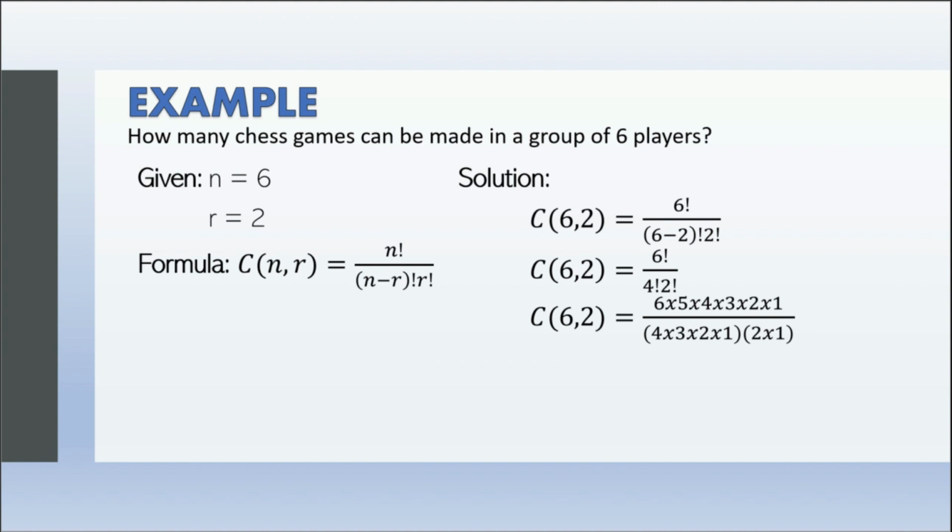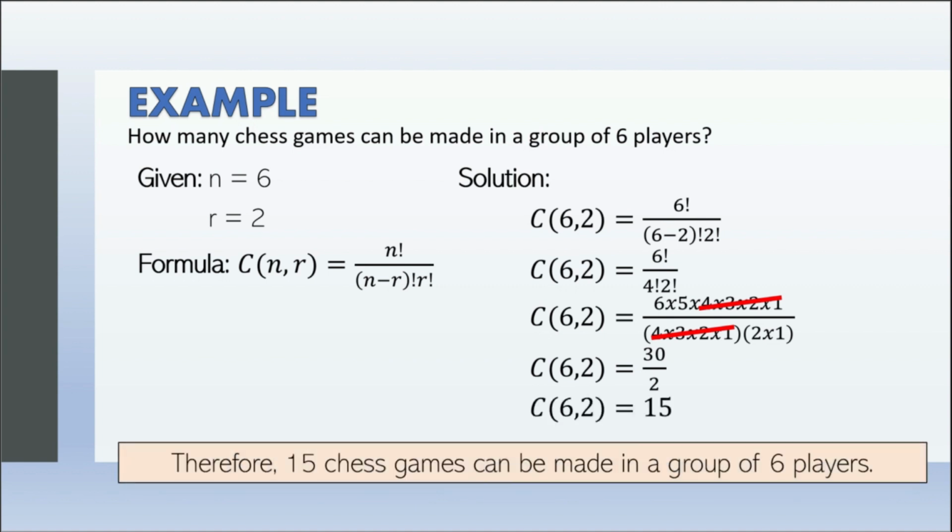And again, we have similar terms which we can cancel out. We eliminate 4 times 3 times 2 times 1. The remaining terms that we have now are 6 times 5 all over 2 times 1. 6 times 5 is 30, and 2 times 1 is 2. 30 over 2 is equal to 15. Therefore, 15 chess games can be made in a group of 6 players.